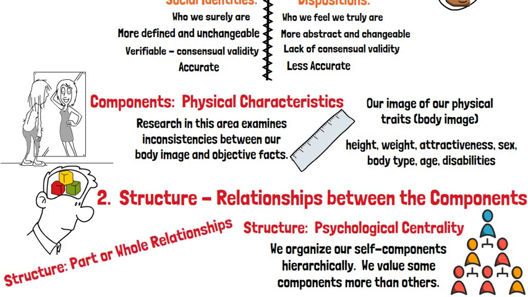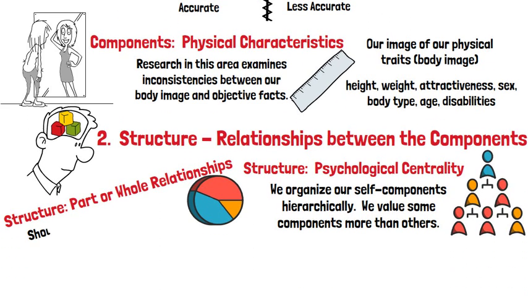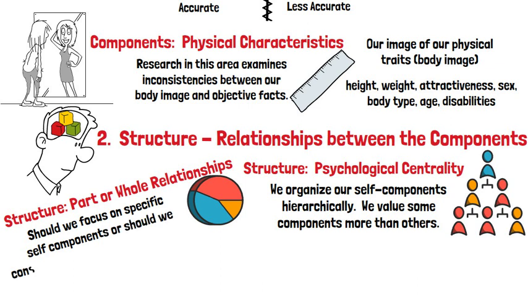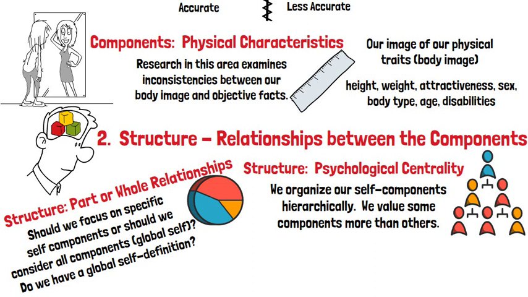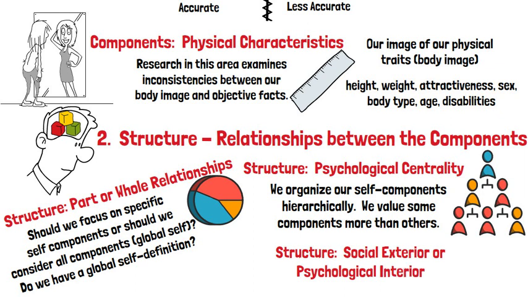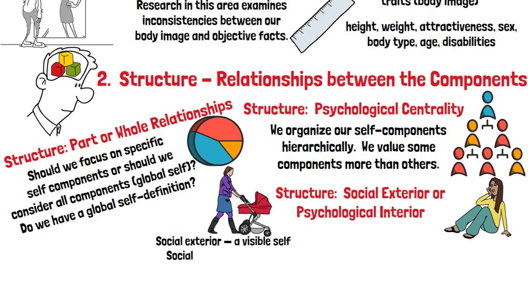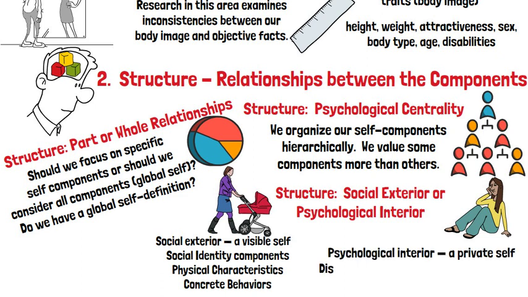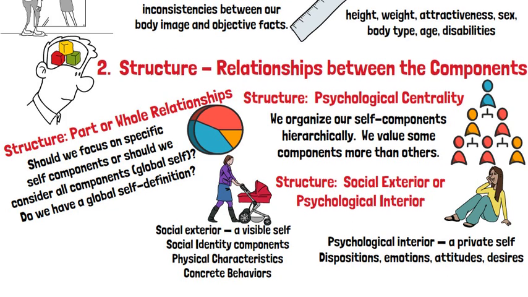When we look at the self structure, we also have to question whether we are looking at part or whole relationships between the components. Should we focus on specific self-components, or should we consider all the components? Do we have a global self? Finally, we need to decide whether the self-concept is a social exterior or a psychological interior. Our social exterior would be a visible self, our social identity components and our physical characteristics, our concrete behaviors, versus a psychological interior, which is a private self with our dispositions, emotions, attitudes, and desires.